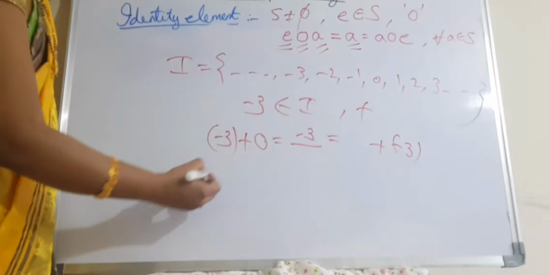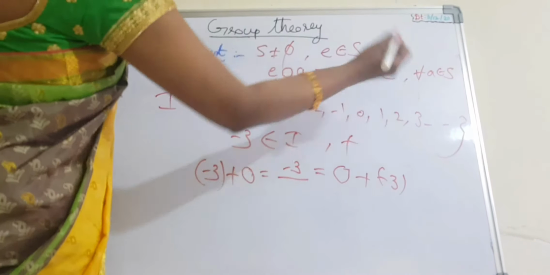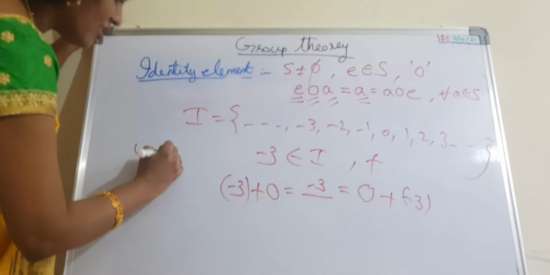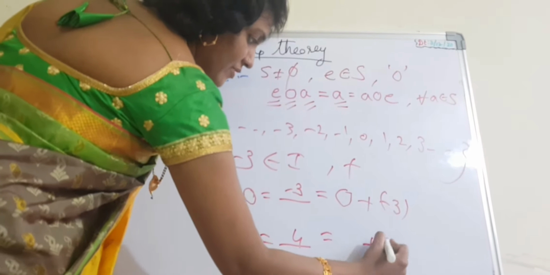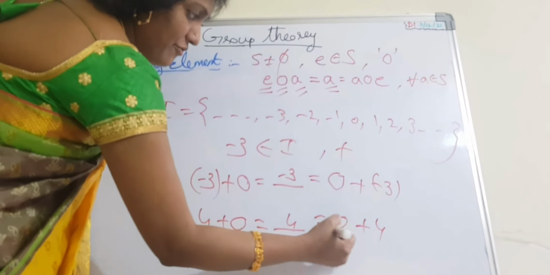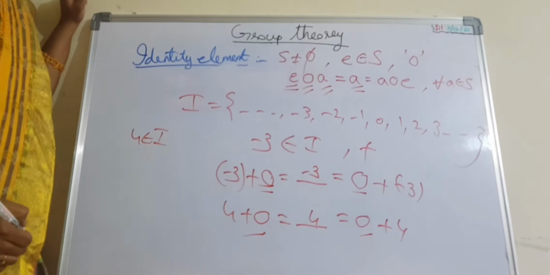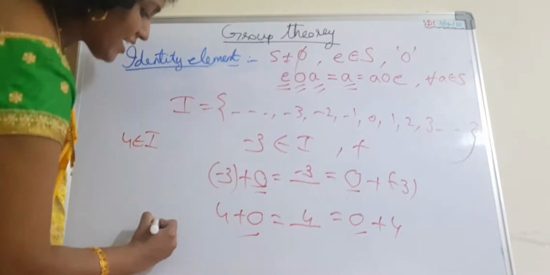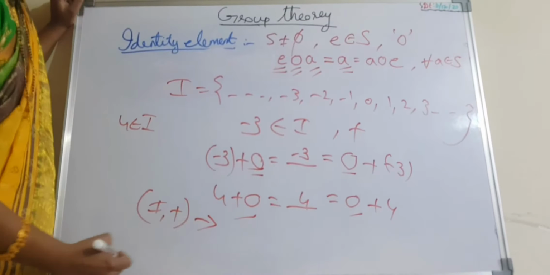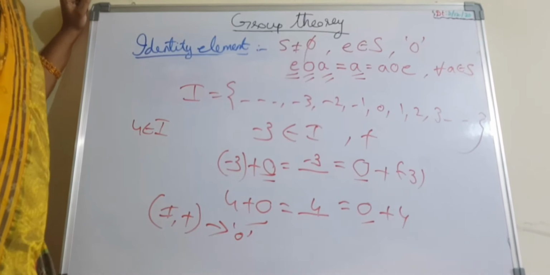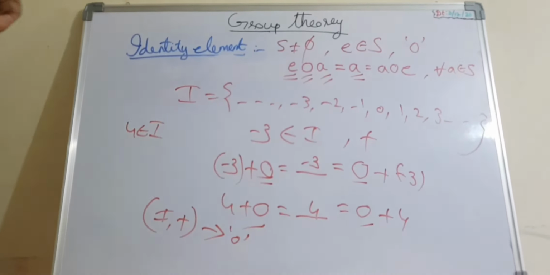For any element you can take, suppose 4, 4 belongs to integers. Here 4 plus something, you have to get the same. When will we get 4? 0. For every element, the identity element is 0. Therefore, for I plus, what is the identity element? It is 0. This is about the identity element.